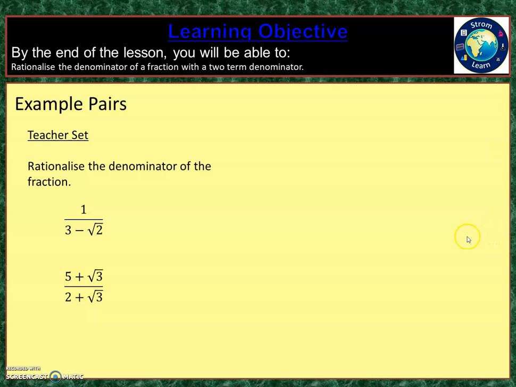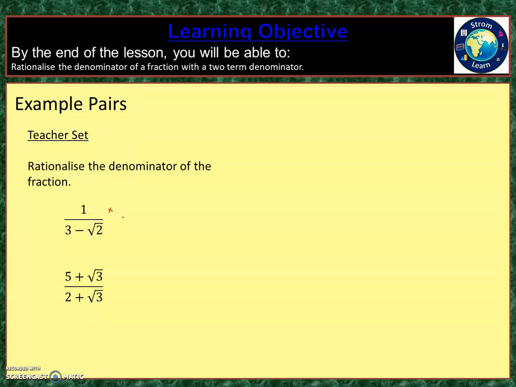Hello, and in this video we are going to look at how to rationalise the denominator of a surd where the surd has two terms. So we need to make the denominator rational, so we need to leave it without a surd, and what we're going to do is use the difference of two squares, which is a method of factorisation, in order to help us do this.